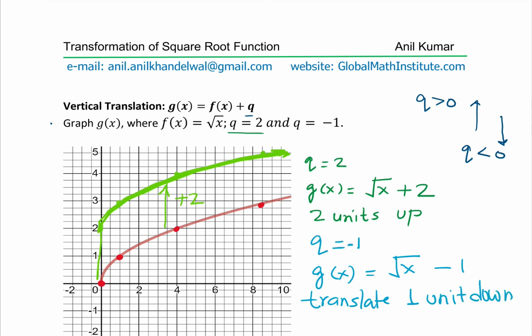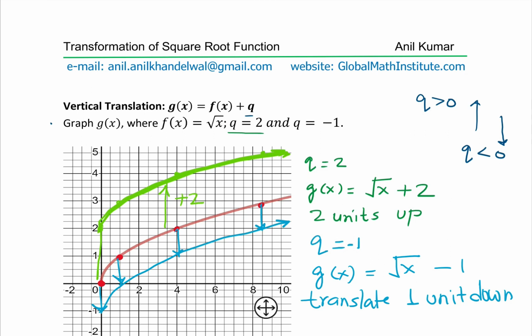So that means we have to consider the parent function and these critical points, it goes 1 unit down, right? So it goes 1 unit down and we get our image points. The points which we are trying to get now here are called image points, right? So these are the new image points. We'll connect these image points to get a graph, and that becomes the function square root of x minus 1.